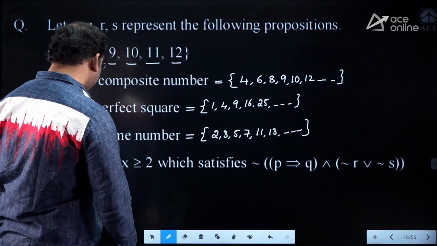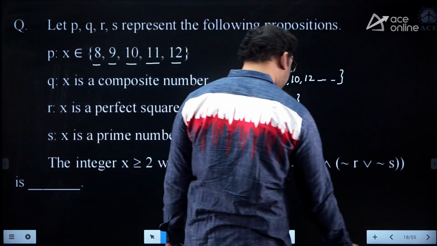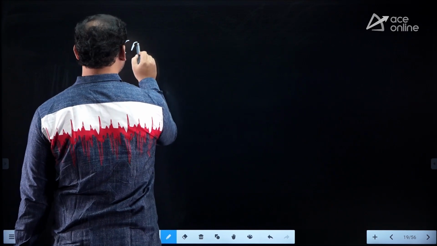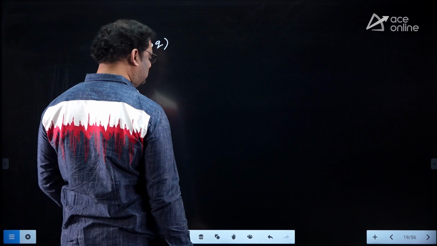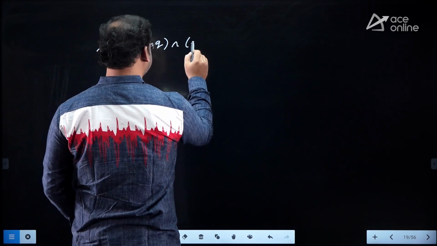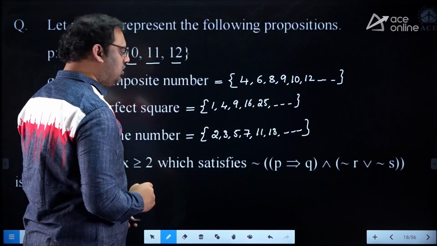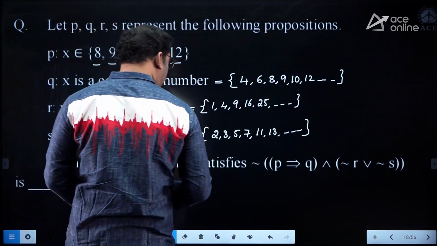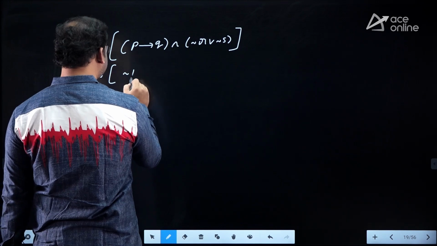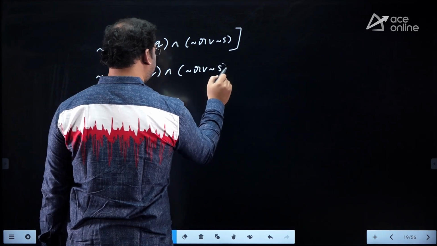What is the formula given? The integer X is greater than or equals to 2, which can satisfy this formula. So the formula comes to negation of P implies Q and not R or not S. Not R or not S, like this. Now let us take some distribution here. Negation of P implies Q can be written as negation P or Q and this is negation of R or negation of S.